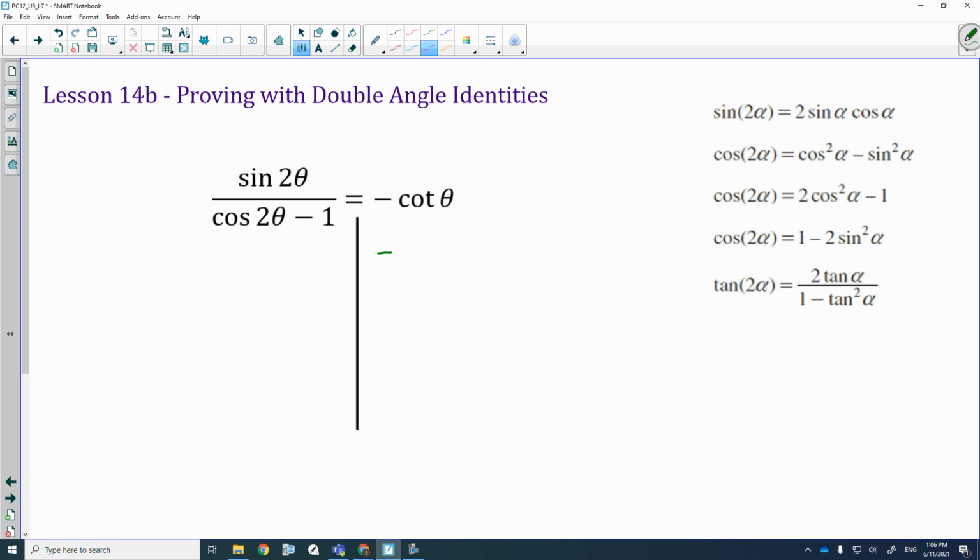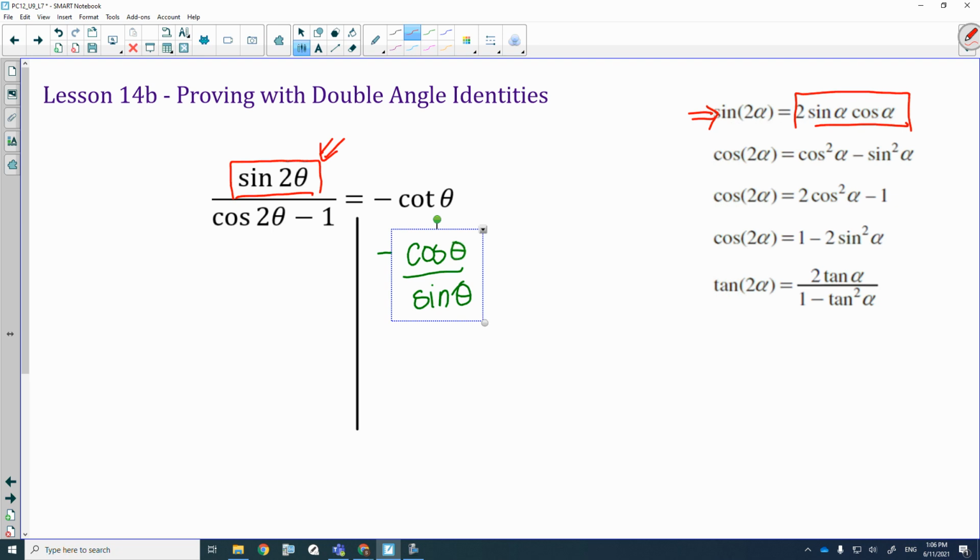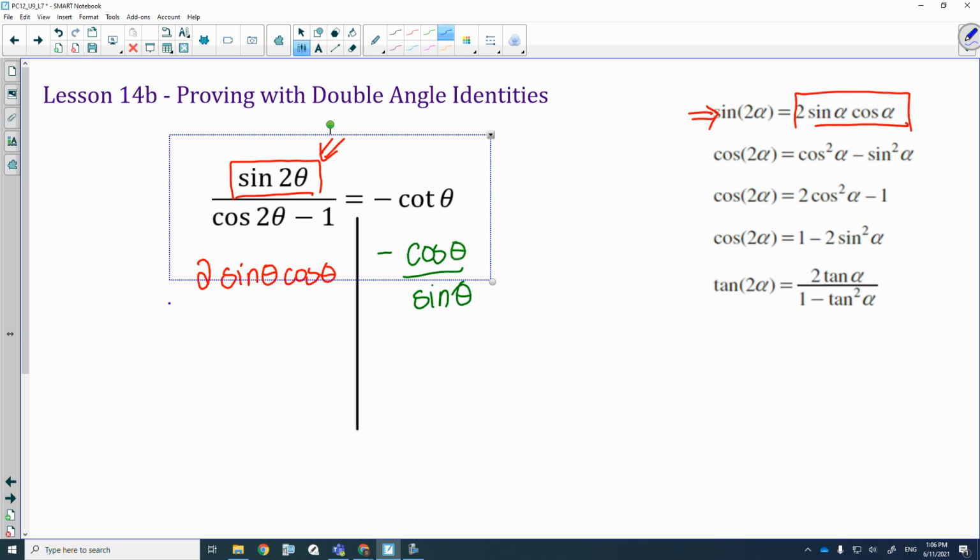And the quotient identity for cotan is cos of theta all over sine of theta. Nothing else I could do on the right-hand side. I've got to now go to the left. My numerator is the double angle for sine. This was the double angle for sine, that was the form. And the identity for the double angle of sine was 2 sine of theta, cos of theta. So I'm going to take this out, and I'm going to put in its identity, which is 2 sine of theta, cos of theta. That is all over this denominator.